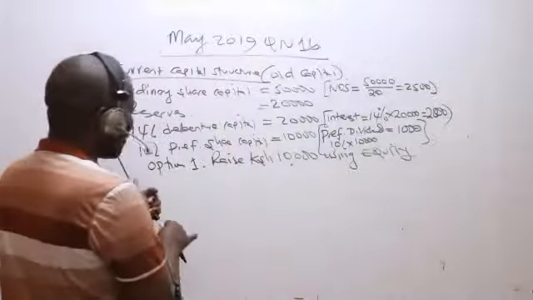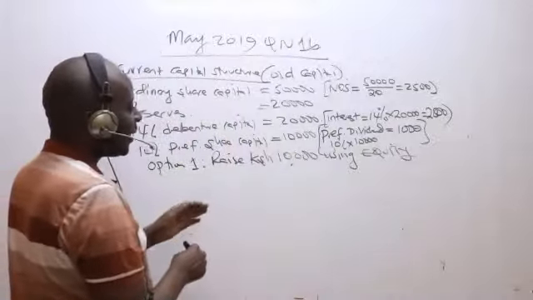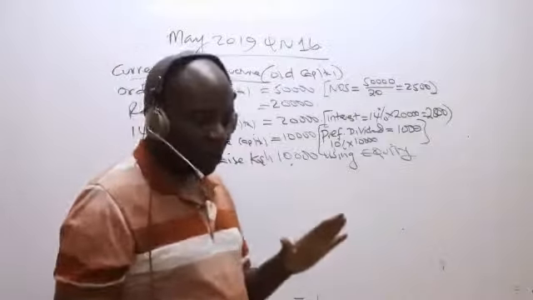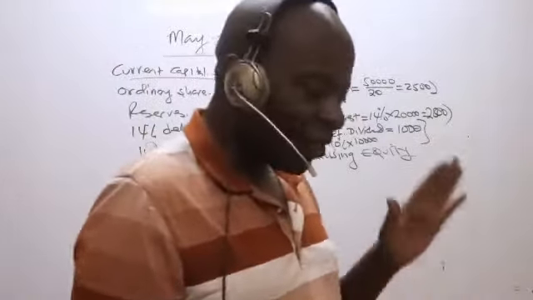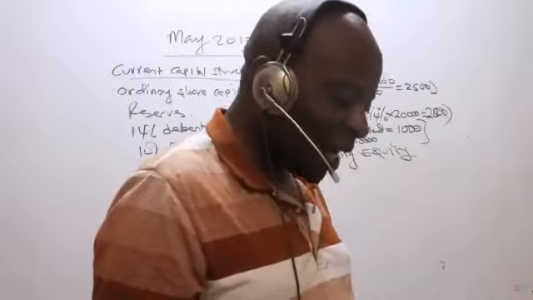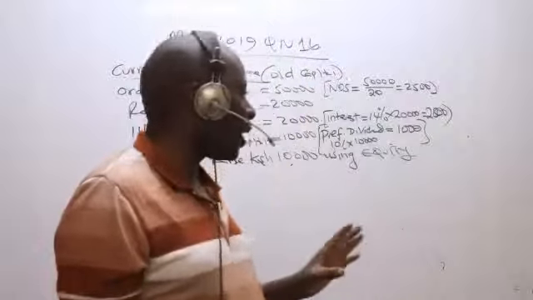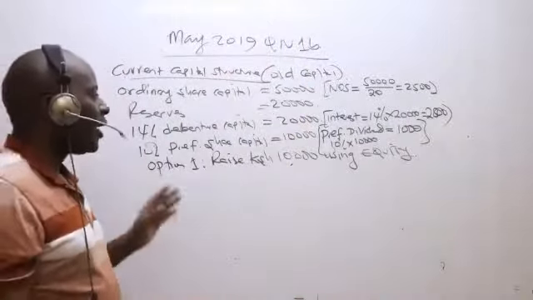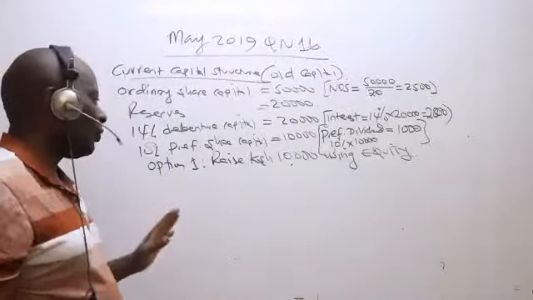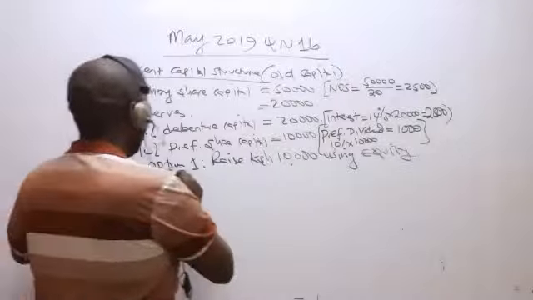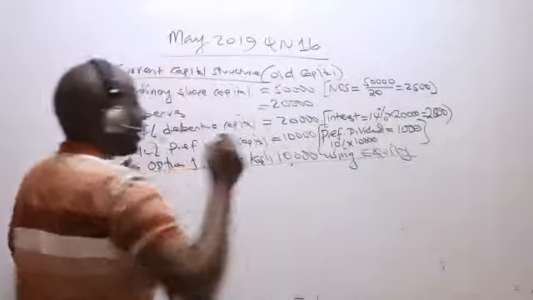So raise Kenya shillings 10,000 using equity. That is what option number 1 is telling us. Option number 1 is to raise all the funds through the issue of new ordinary shares. Now please listen to me very well. I'll come and underline this.